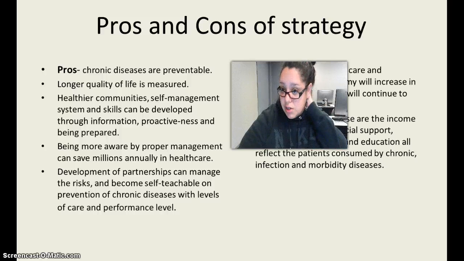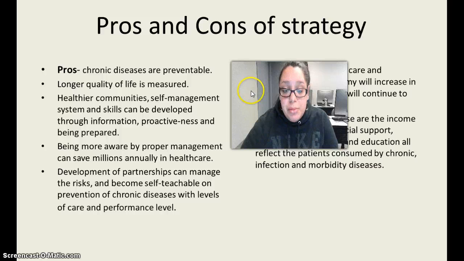The pros and cons of the strategy. The pros: chronic diseases are preventable. Longer quality of life is measured. The healthcare community's self-management and skills can be developed through information, being proactive, and being prepared. Being more aware through proper management can save millions in healthcare annually. And the development of partnerships can manage the risks and become self-teachable on prevention of chronic diseases, with levels of care and performance levels.